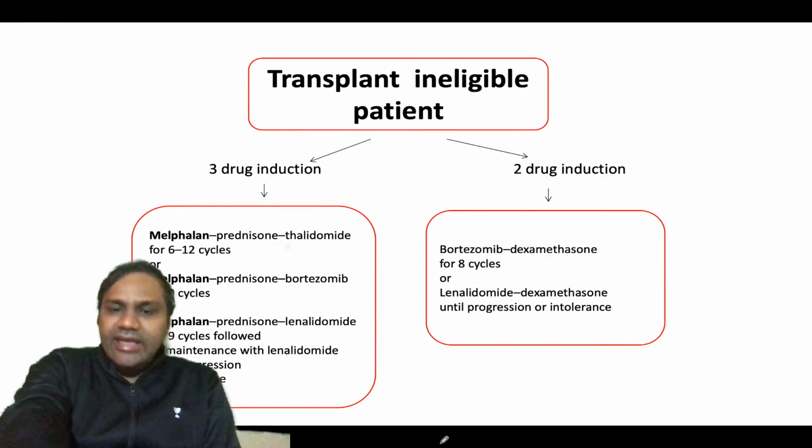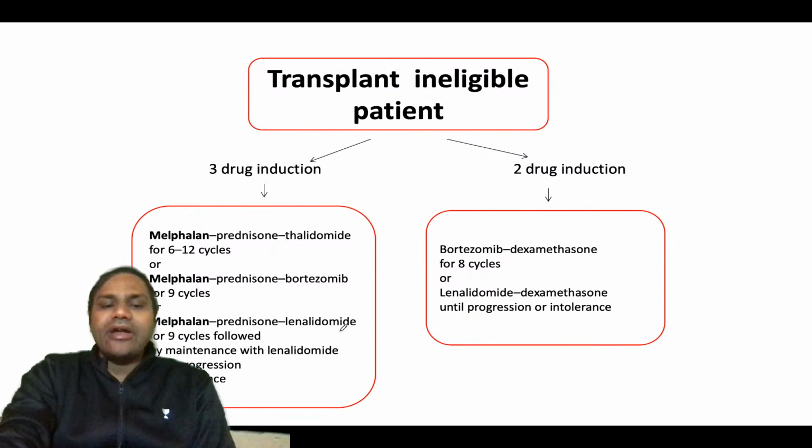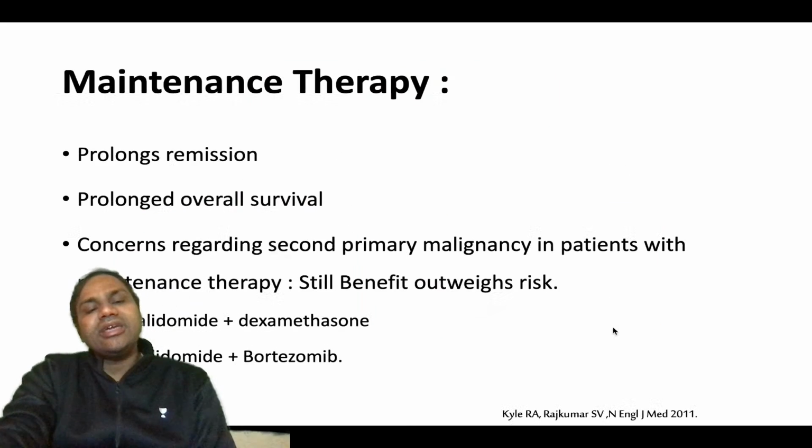Now in a transplant ineligible patient, you need to give 3 drug induction. You give either melphalan, prednisolone and thalidomide for 6 to 12 cycles, or melphalan, prednisone and bortezomib for 9 cycles, or melphalan, prednisolone and lenalidomide for 9 cycles, followed by maintenance with lenalidomide until progression or intolerance. If 2 drug induction, you can use bortezomib and dexamethasone for 8 cycles, or lenalidomide and dexamethasone until progression or intolerance for a transplant ineligible patient.